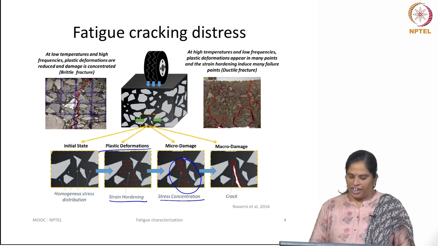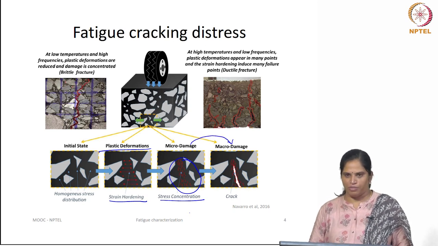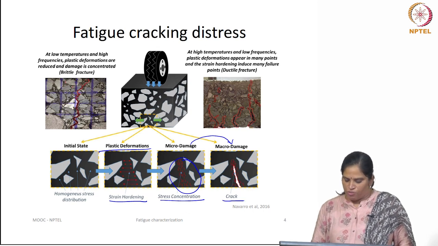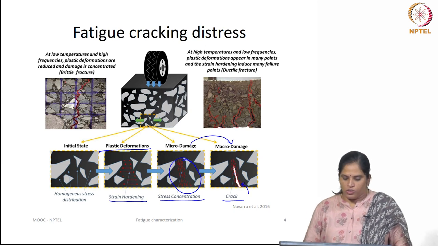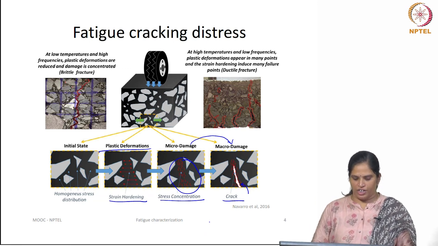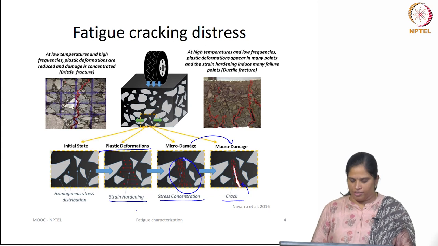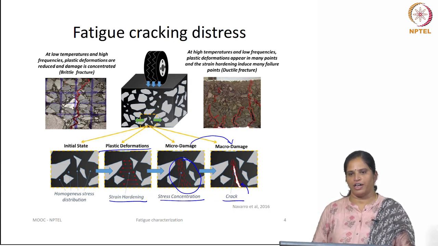Over a period of time, again on continuous loading, this micro cracking or micro damage coalesces to form macro damage. So, in this crack formation, you can see micro cracks here from the critical locations combine together to form macro cracks. So, this fatigue cracking or cracking in a pavement does not occur all of a sudden. It occurs due to repeated loading, and the process is that initially there will be a formation of micro cracks and the micro cracks combine together to form macro cracks.